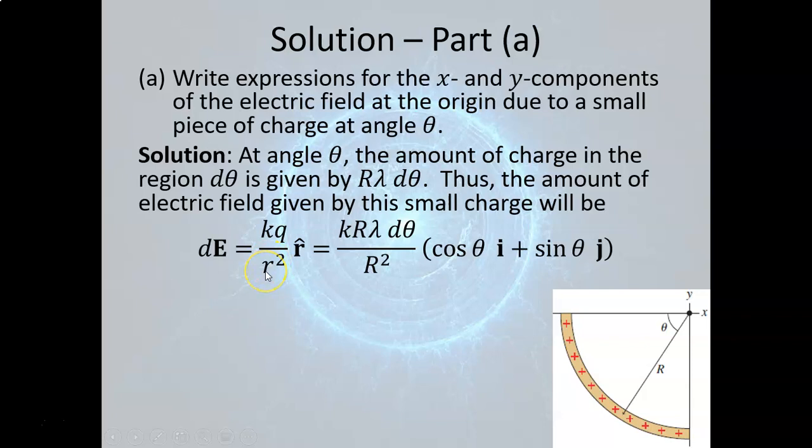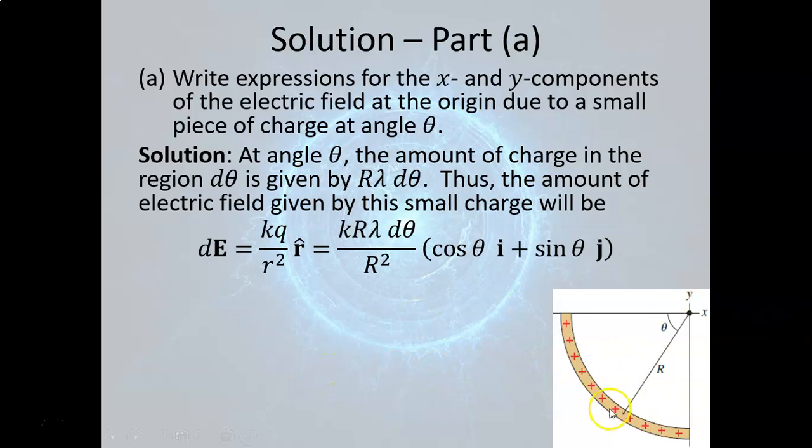And notice that in this case, the distance from the charge element is constant. Because after all, this is a quarter circle, and we're evaluating this at the origin. So that means that little r squared becomes a big R squared, where big R is a number. It's whatever the radius is. So that makes things easier.